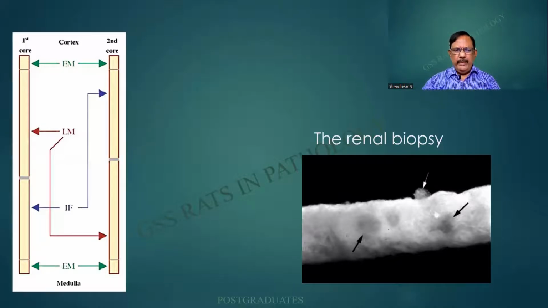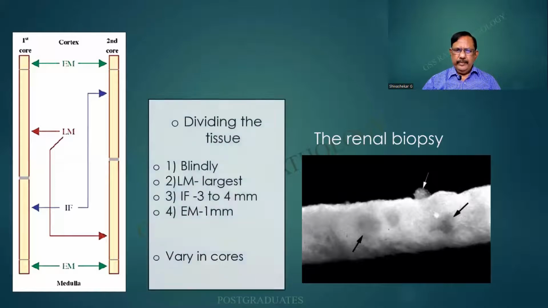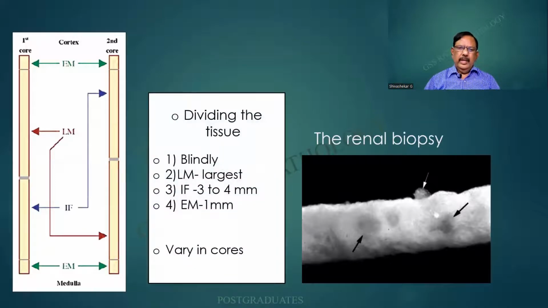Multiple biopsies should be there, multiple cores should be there, division should be there, they should be properly assigned so that the pathology is not missed. Dividing the tissue. One school says do it blindly. And for light microscopy, we'll have to allot the largest. Immunofluorescence at least 3 to 4 millimeters. Electron microscopy 1 millimeter. And there can be a variation in the core. That is what you people are seeing over here. The principle of it, kindly understand. Thanks, Wikipedia.